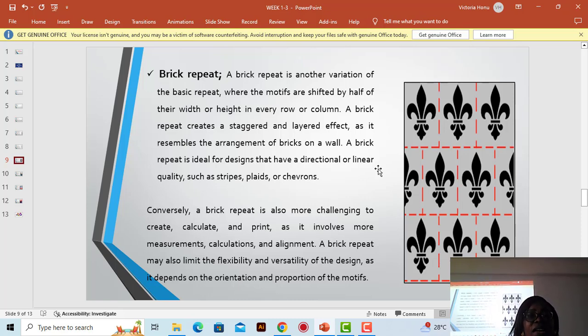So the brick design is ideal for designs that are directional or linear. Linear is like designs that are straight, straight, straight, such as stripes, plaids, or chevrons. Do you know what plaids are? Over here we normally say check, check, check. There are variations. We have one called gingham. If you look at the check, we have the ones people have been wearing to the senior high schools. That one has vertical lines and horizontal lines at equal lengths, equal angles.